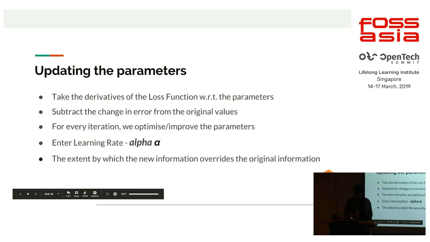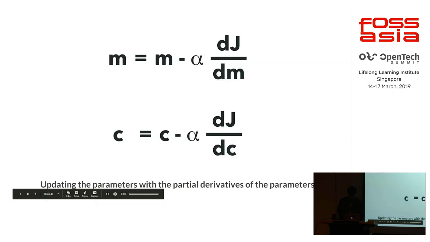So what alpha does is it decides the extent by which the values are updated. So we can use this formula where the new values of the gradient and y-intercept are the current values of m and c, and we subtract the change dJ/dm and dJ/dc, which is basically the derivatives of the loss with respect to m and c, and we multiply it by the alpha learning rate, which basically shows us the proportion of the current values that's supposed to be overwritten in the next round.